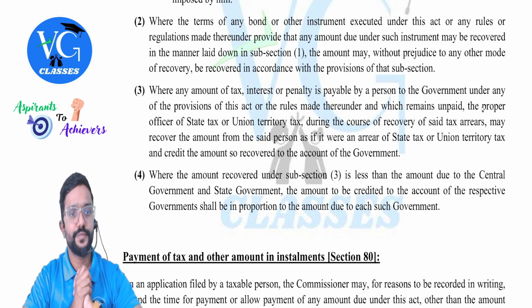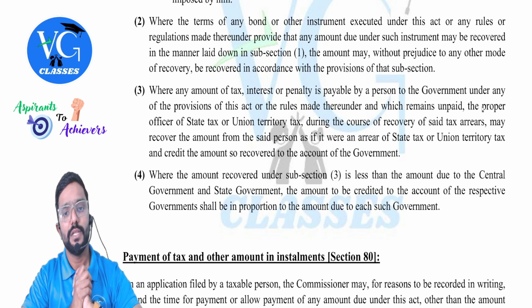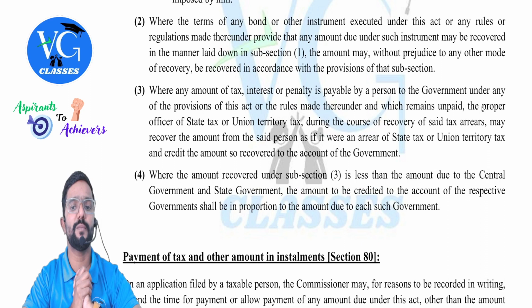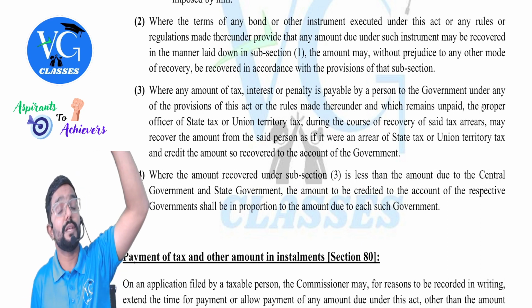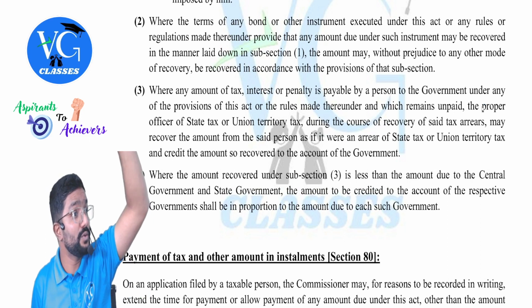Subsection 2. Where the terms of any bond or other instrument executed under this act or any rules or regulations made thereunder provide that any amount due under such instrument may be recovered in the manner laid down in subsection 1, the amount may, without prejudice to any other mode of recovery, be recovered in accordance with the provisions of that subsection, guys. Now, you know, there is a bond, especially under provisional assessment, bond, surety, security and all will be given.